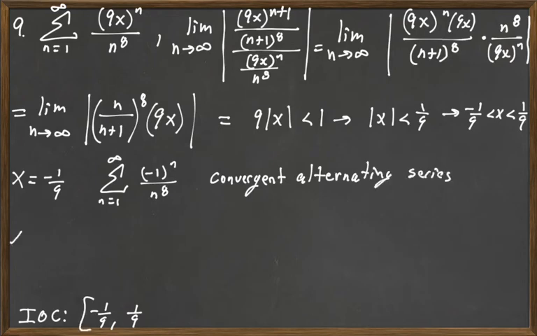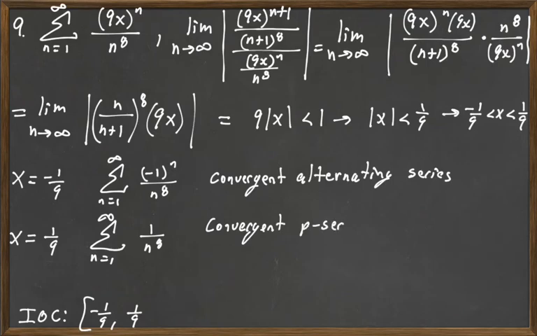Okay. Now, when we look at x equal to 1/9, we have 9x, or 9 times 1/9, to the n, so that's just going to be 1 to the n, which is simply 1. So at x equals 1/9, the power series becomes the sum from n equals 1 to infinity of 1 over n to the 8th, and that's just a convergent P series. P is equal to 8, and that's greater than 1. Okay, and so we have convergence at both the endpoints.